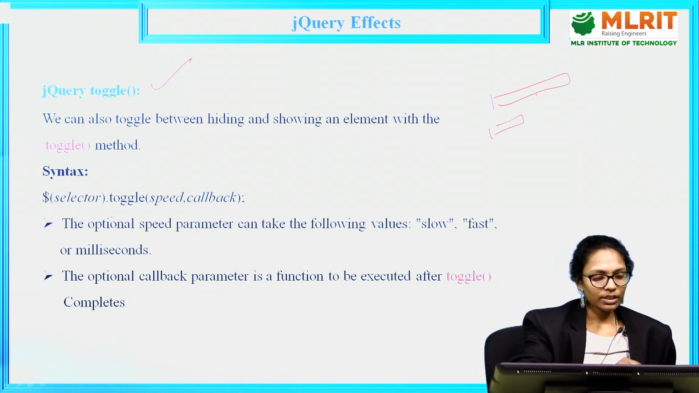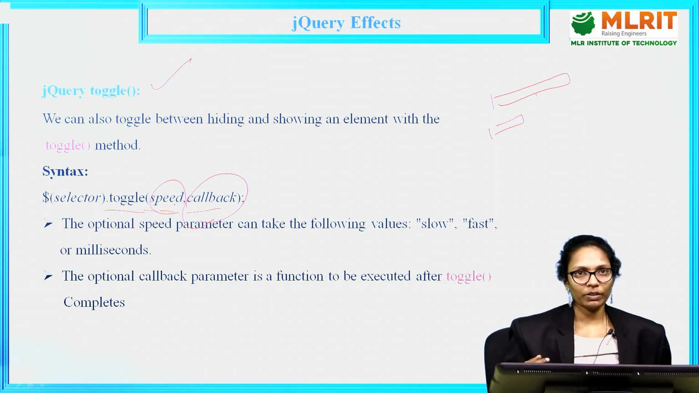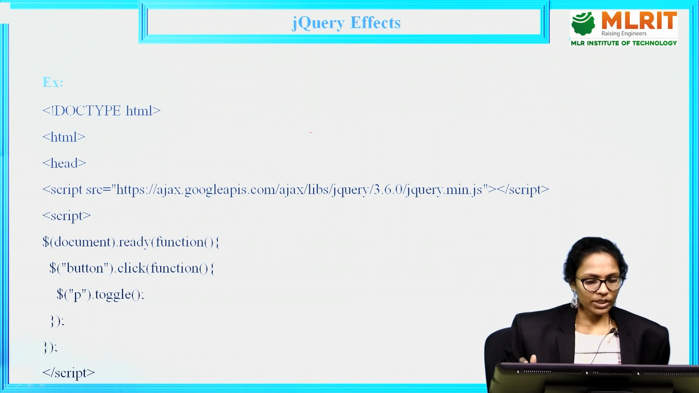So this is the syntax of toggle. It will also take two parameters, speed and callback. Speed is with what speed you want to apply this toggle function, and the callback function is, after completing the animation or effect, toggling, right? After coming back from the toggling, which function you want to execute. If you have any function to execute, then you can pass that function name here. So this is an example application.